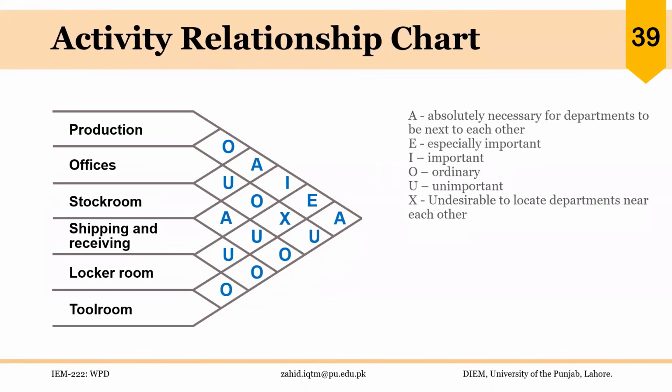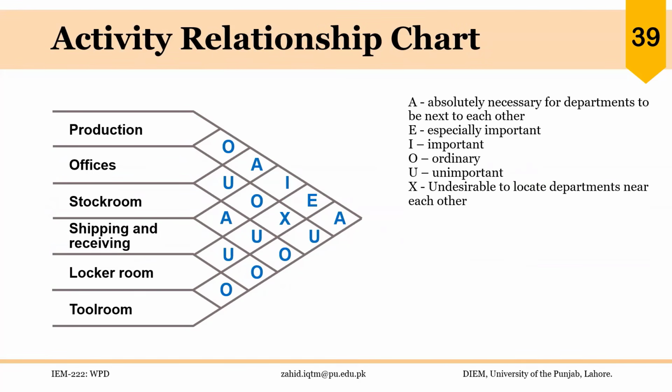So we use an activity relationship chart to show this closeness rating. For example, in this case, we have 6 departments. Production and stockroom have a closeness rating of A. We will simply match the two columns, and where they match, we write the rating there. So it is very important. It is absolutely necessary that production and stockroom should be adjacent to each other.